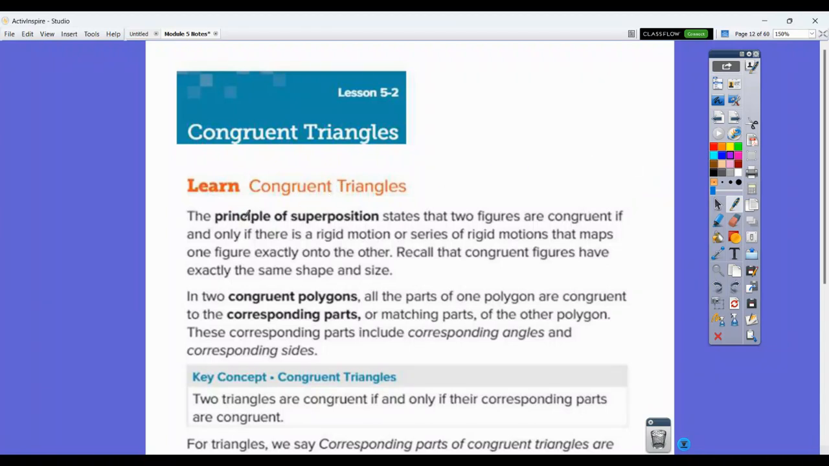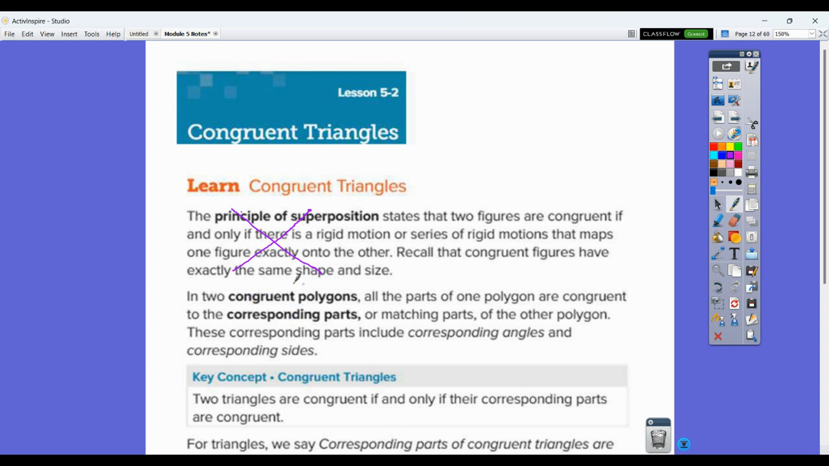So first things first, we can talk about this principle of superposition, and you can read about it, but it's not a huge deal here. So I'm just going to skip over that. If you want to read it, you can. What we're going to talk about today are congruent polygons, corresponding parts, congruent triangles, those concepts.